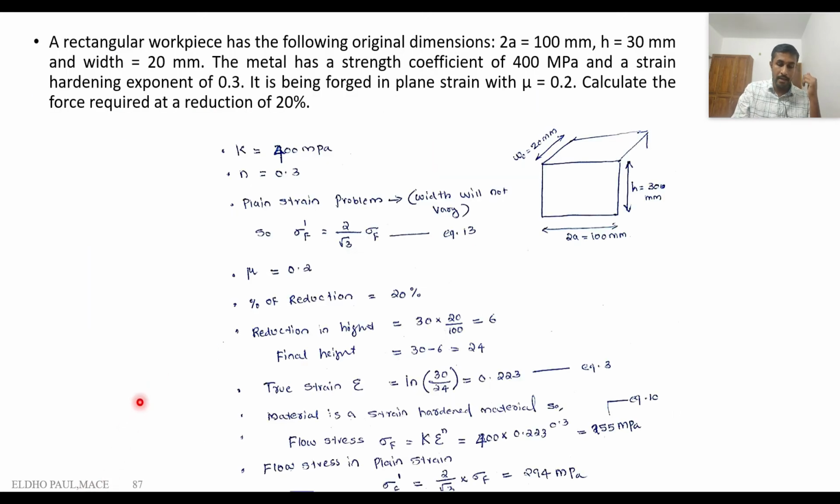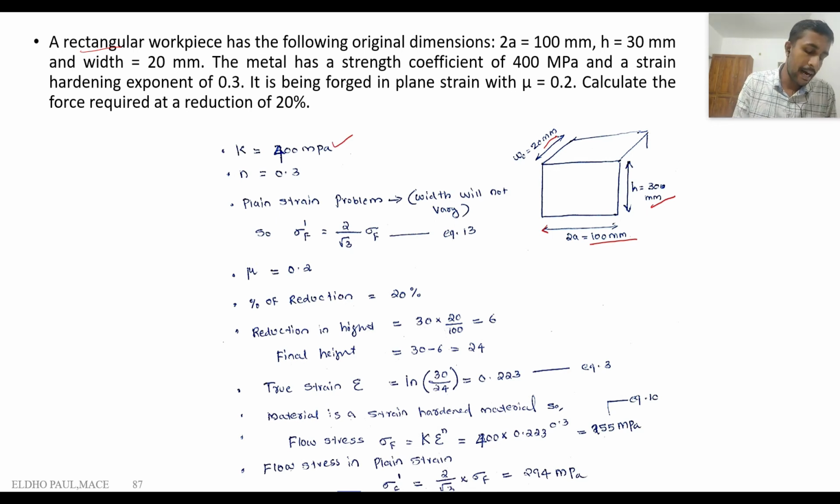So next I will do one problem related to these formulas. We have a rectangular workpiece. This rectangular workpiece has the following original dimensions: 2a is equal to 100 mm, height is 30 mm, and width is equal to 20 mm. The material has a strength coefficient, that is K value, of 400 megapascal.